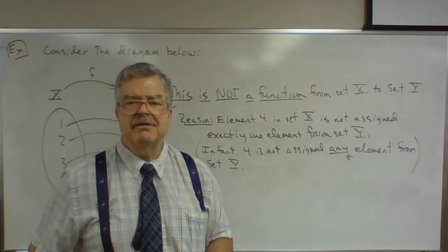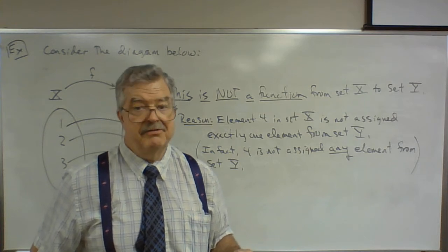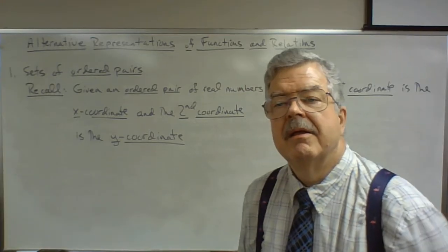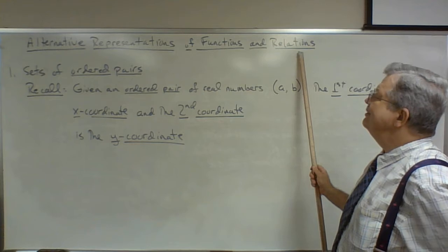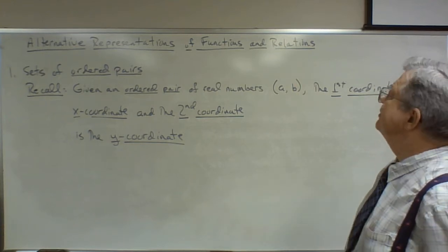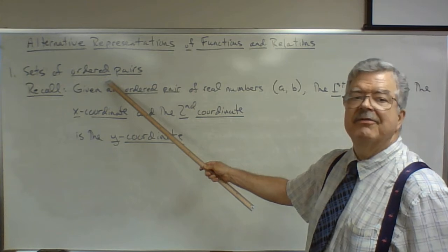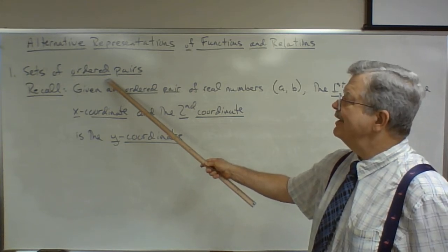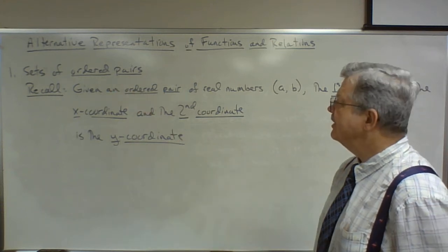We're going to look at different ways to define relations and functions now. Alternative representations of functions and relations. The first alternative way of representing functions and relations is by sets of ordered pairs.